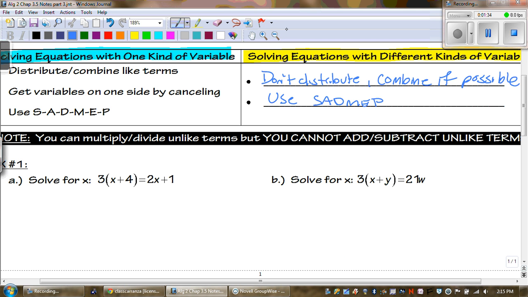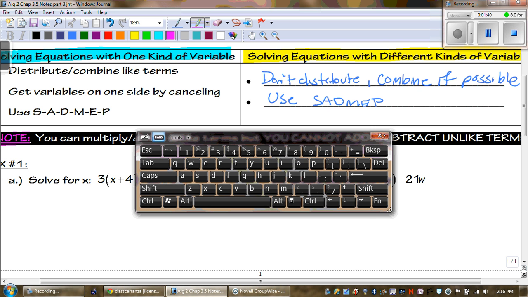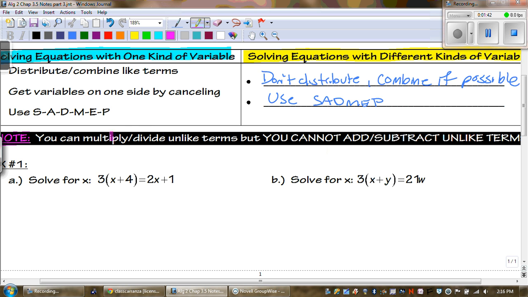Now, what's it say right here in our little note? You can multiply or divide unlike terms, but you cannot add or subtract unlike terms. If they are not the same, you can't combine them. Okay? All right, let's go ahead and get started.